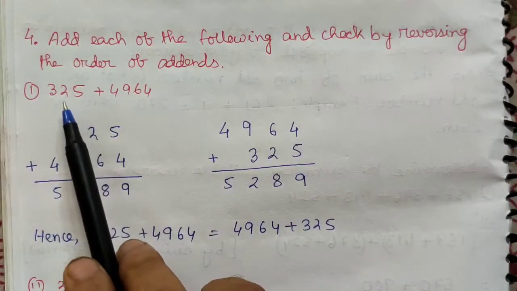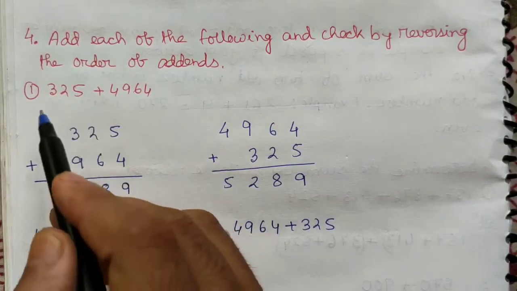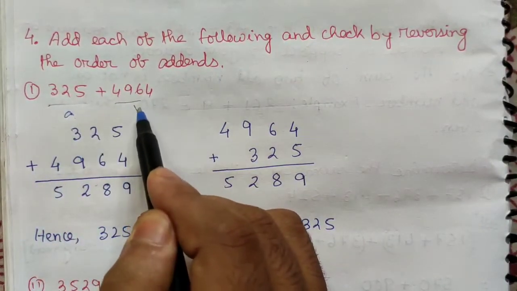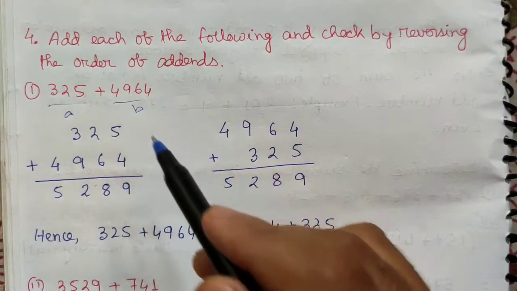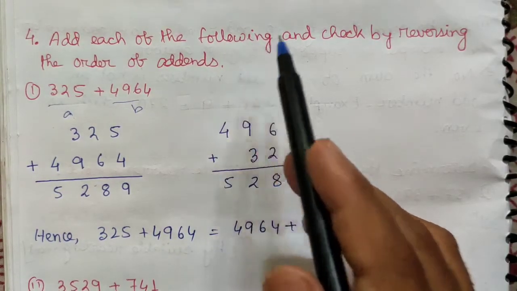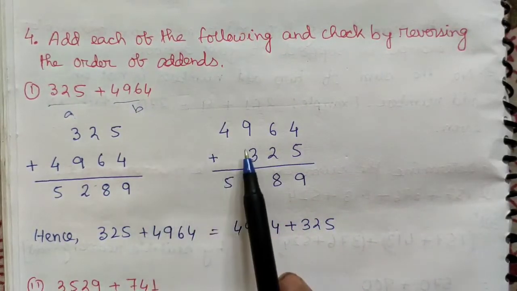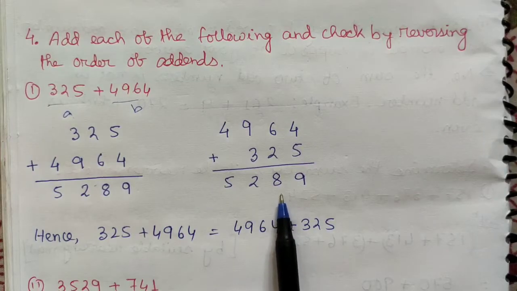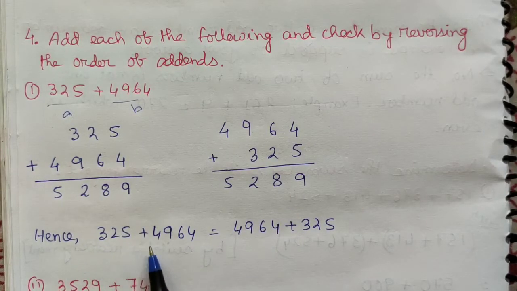Now what we have done for checking? We have reversed them. Consider this is A and this is B. First of all we find A plus B. Next we have to find B plus A. Whether B plus A is equal to A plus B, we have to find this in this question, right? So as this is B, B plus A, the result is also the same, right? So hence 325 plus 4964 equals 4964 plus 325. Can you say which property is this? This is commutative property, right? Commutative property of addition.